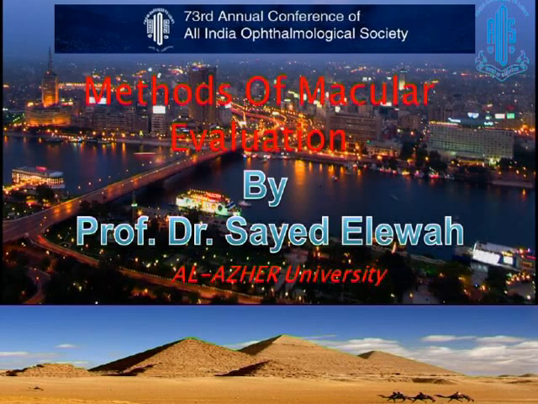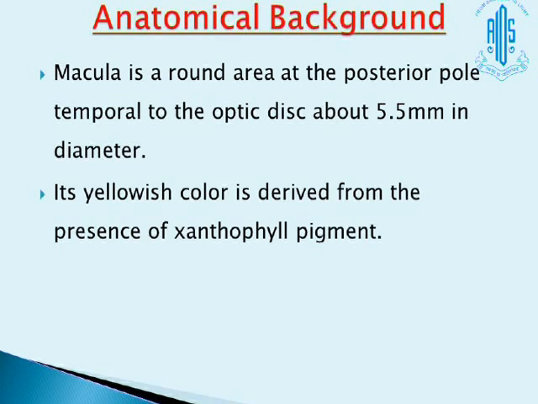My talk today is the methods of macular evaluation. Anatomical background: macula is a round area at the posterior pole, temporal to the optic disc, about 5.5 millimeter in diameter. Its yellowish color is derived from the presence of xanthophyll pigment.